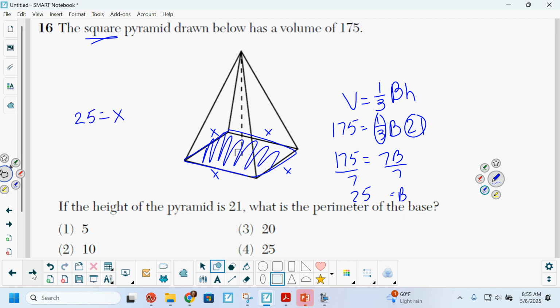Well, area is x times x, or x squared. So when I take the square root, that means each side is 5. And now they want the perimeter. So I'm just going to add up all 4 sides, and that's how I get 20.